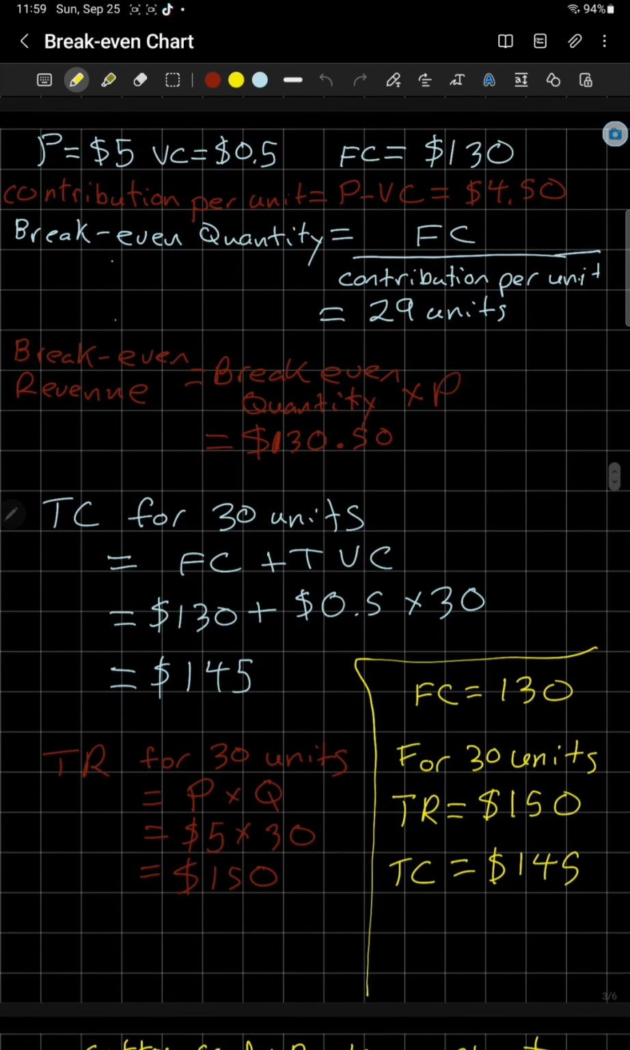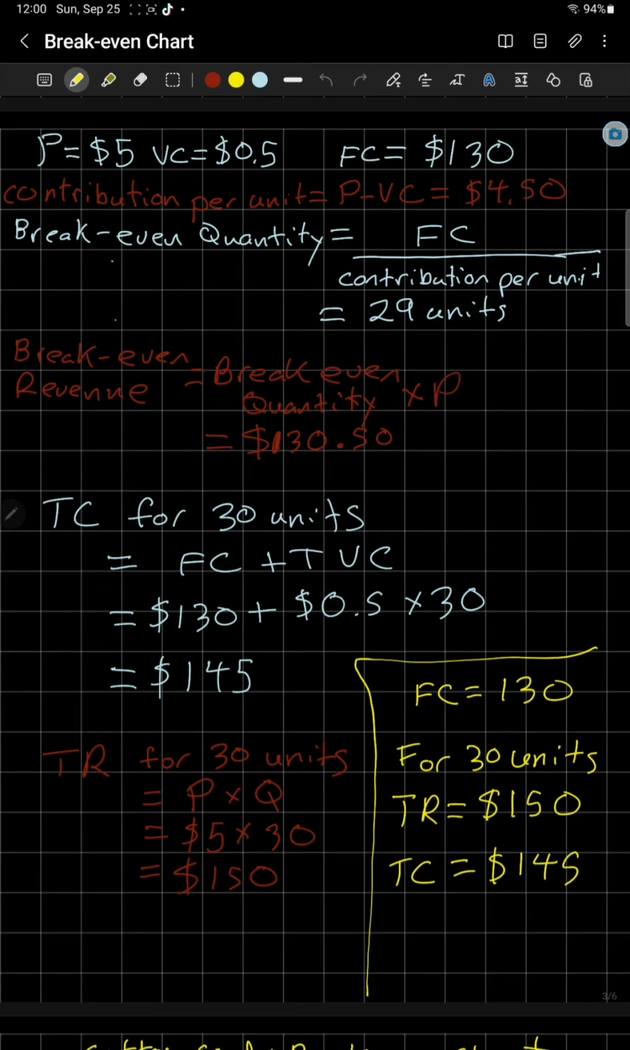Well, the prompt already had some of the information for you. If you remember correctly, it has the price, which is $5, and the variable cost, which is 50 cents. Now, the total fixed cost, it didn't give you directly, but she pays $100 rent per month, and she also pays $30 for insurance. So her fixed costs are $130. The contribution per unit is price minus variable cost, so 5 minus 50 cents, $4.50.